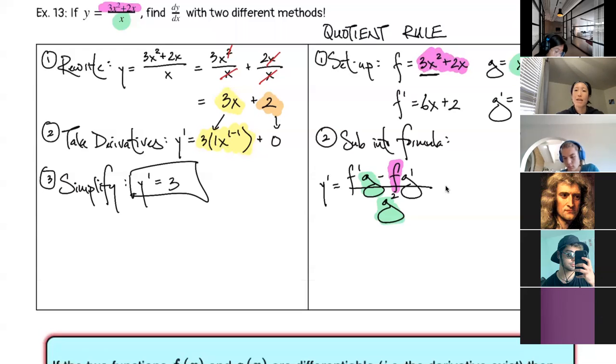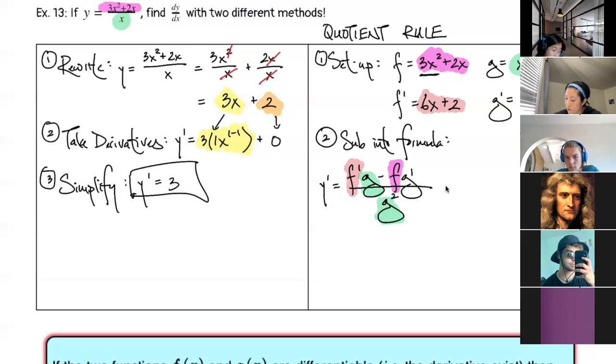Now, if it were 3x squared plus 2, like no x there, what would the derivative of 2 be? Then it would be 0. Spot on. So good. Okay, so this f prime is going to go right here in my equation. The only thing we need to find now is our g prime. Then we'll have everything we need to plug it into the formula.